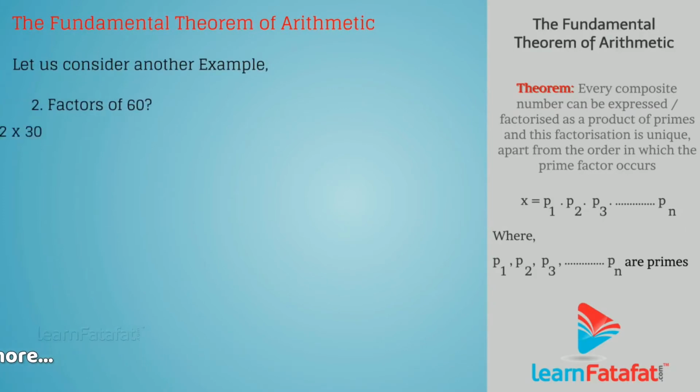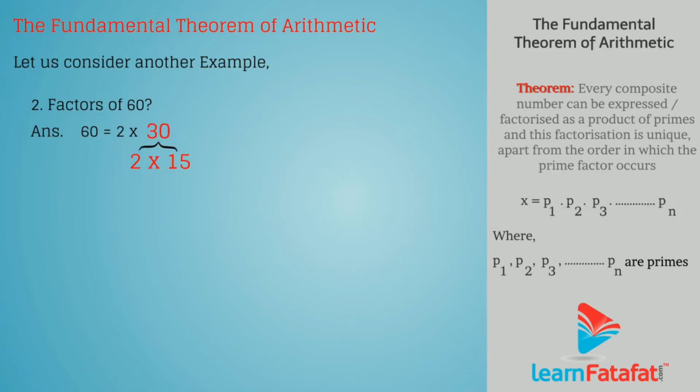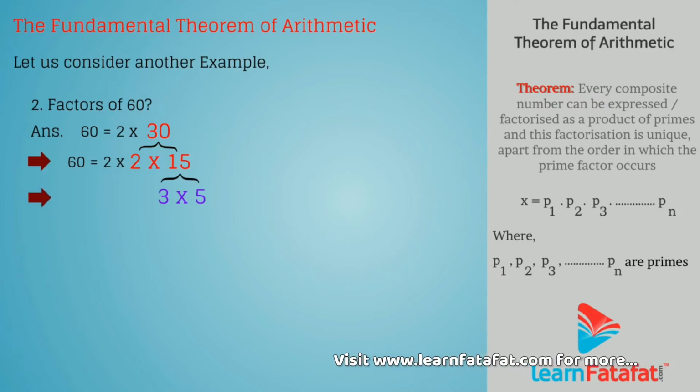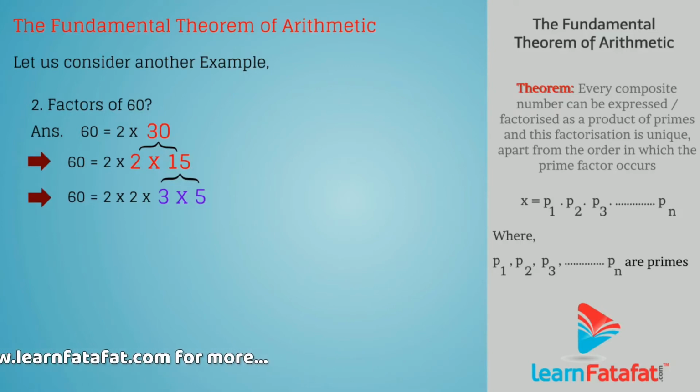Let us consider another example. Calculate the factors of 60. 60 can be factorized as 2 into 30. Then again, 30 is simplified as 2 into 15. That is, 60 is equal to 2 into 2 into 15. Then again, 15 is simplified as 3 into 5. That is, 60 is equal to 2 into 2 into 3 into 5.